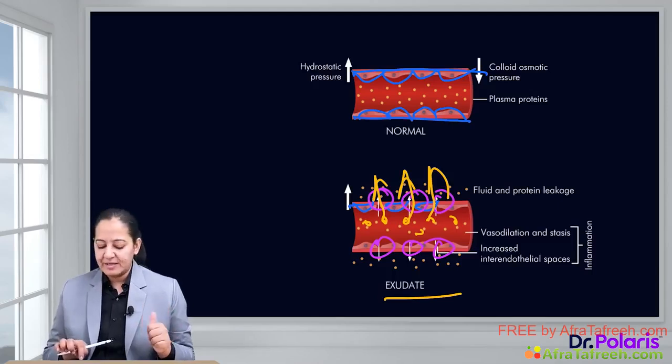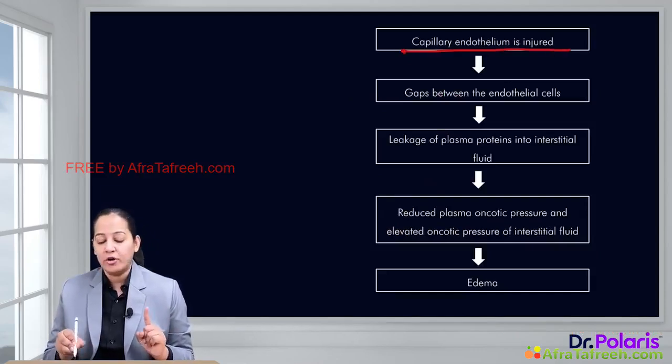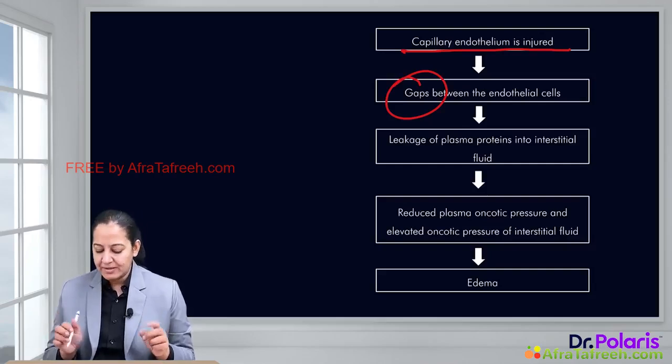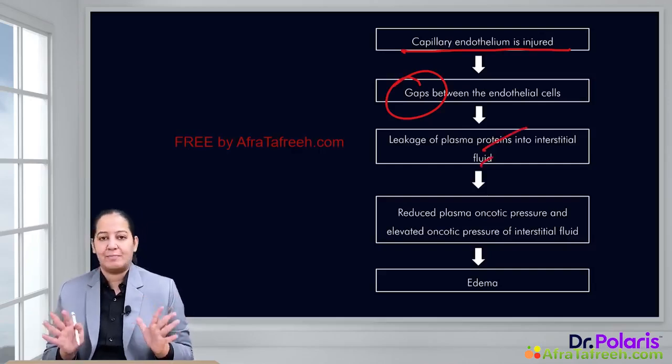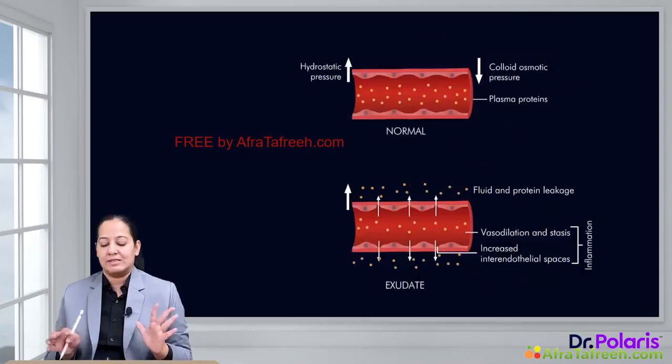So that is the fifth mechanism, that is increased permeability. In the increased permeability, the capillary endothelium is injured, so gaps are created in the endothelial cell. So between the endothelial cells, gaps are present, so leakage of protein and fluid takes place from this gap, that can lead to edema, and this mechanism is known as increased vascular permeability.